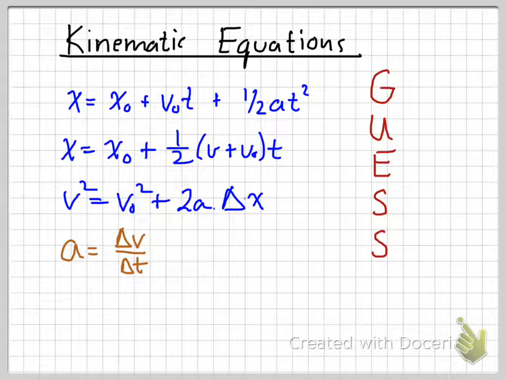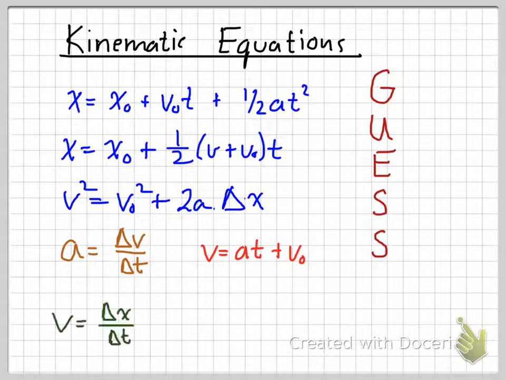Don't forget that the definition of the acceleration is something that you can use to solve problems too. Acceleration is delta v over delta t. You can rewrite that equation like v equals at plus initial velocity, and that makes it easier to solve in some situations. Be careful with the definition of velocity. Velocity is delta x over delta t, but only use that when you know the velocity is constant.